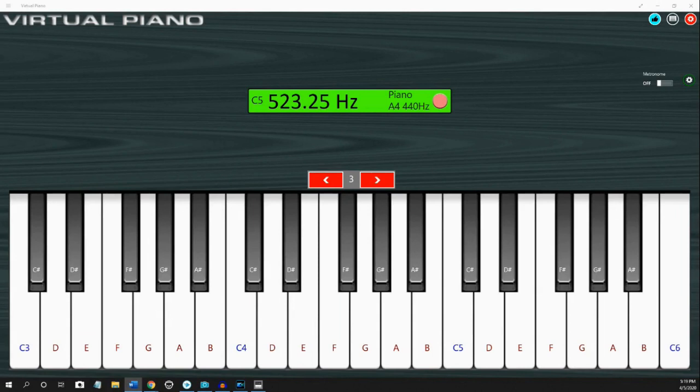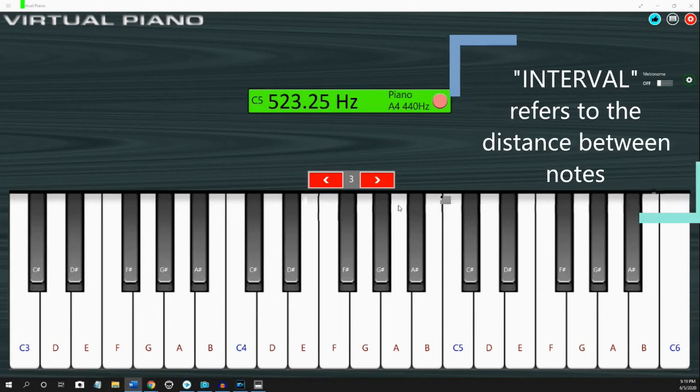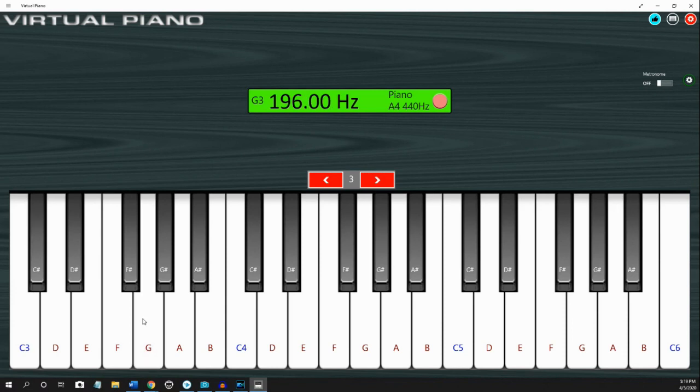Before we talk about scales, we need to introduce the idea of intervals. An interval is a space between notes. Are the intervals close together? Are they farther apart? Could be an octave apart, or anywhere in between.